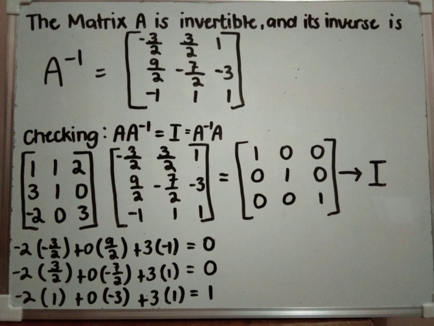And as we can see, we have obtained 1, 0, 0, 0, 1, 0, 0, 0, 1, which is the identity matrix. Therefore, our solution for this matrix is correct. That's all for exercise 13.